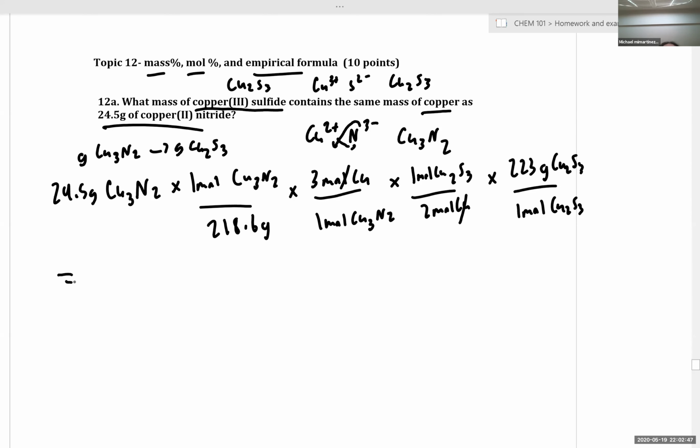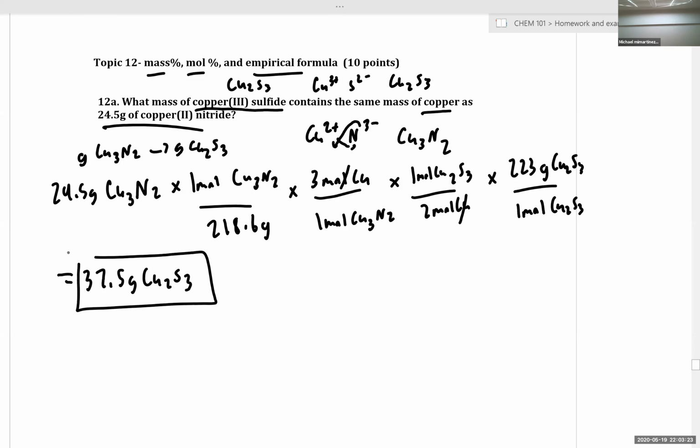Okay, and now we punch this 1-line conversion into our calculator. And in effect, we've gone from the grams of copper nitride to the grams of copper sulfide. And that in turn gives us 37.5 grams of copper 3 sulfide.